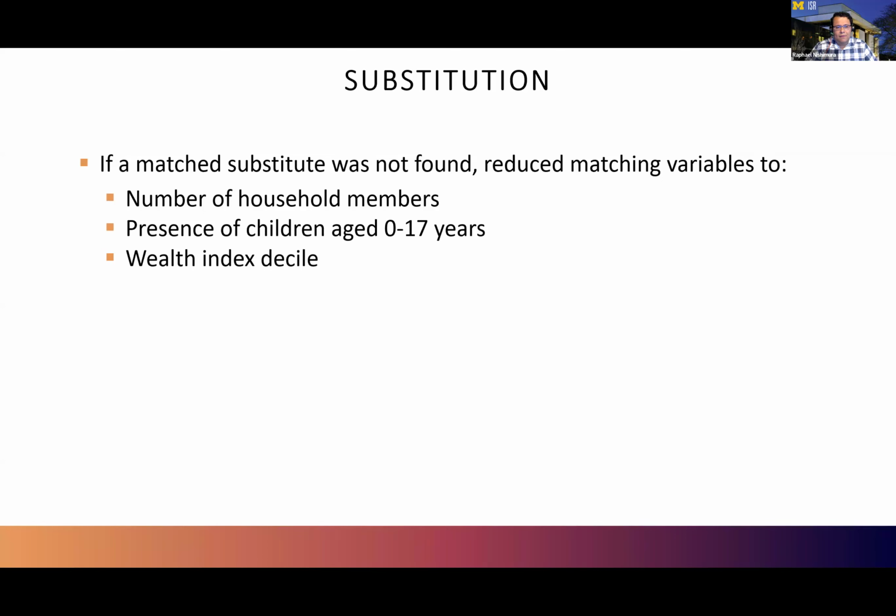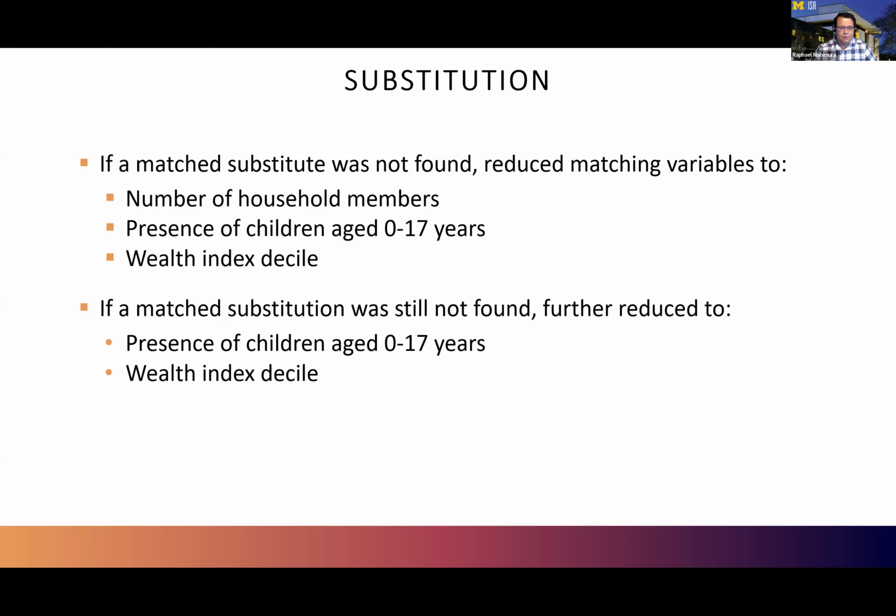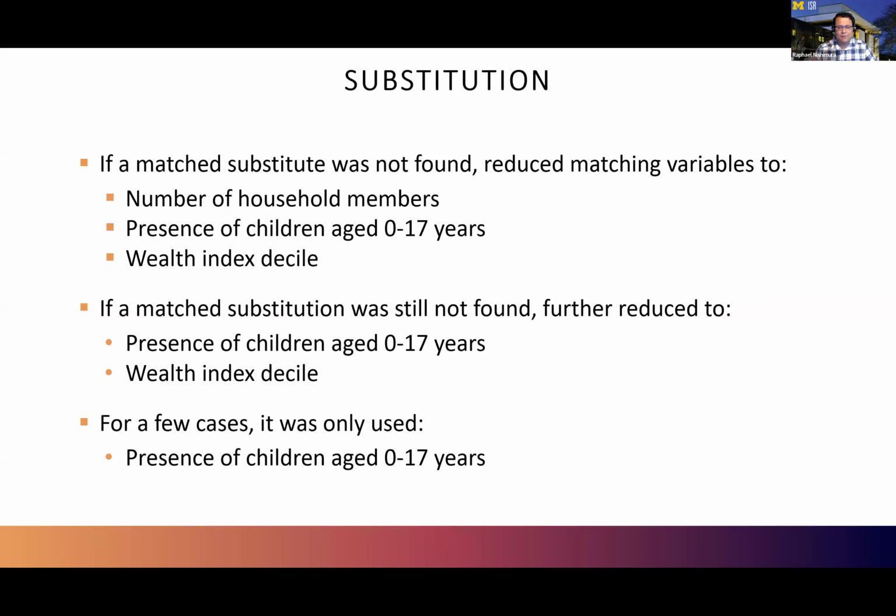That was not the case for the majority of the sample that was substituted, but it was the case for quite a few. At a first iteration, we reduced to three variables: number of household members, presence of children aged 0 to 17 years old, and wealth index decile. If even after that we're not able to find a substitute, we further reduced to only presence of children and wealth index decile. And finally, for just a few cases where a match substitute was still not found, we based the matching substitution on the presence of children aged 0 to 17 years old.